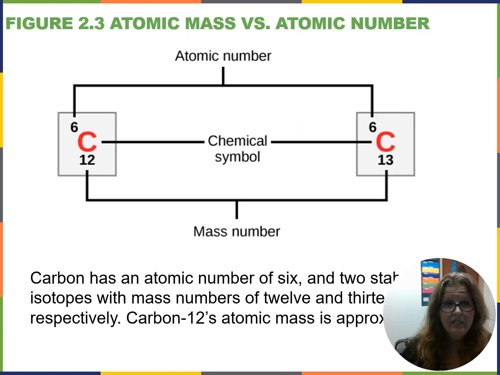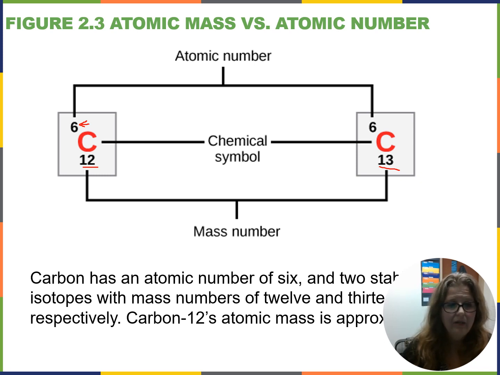All right, so still talking about atomic mass and atomic number. So here's our chemical symbol. This is for carbon. Its atomic number is 6. And down here is the mass number. So this is actually carbon-12. Carbon-12 and carbon-13 are the 2 stable isotopes. Carbon-14 is not very stable. So when we talk about the mass, it's approximately 12.